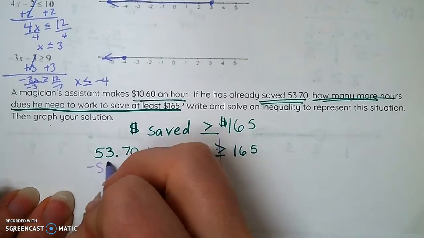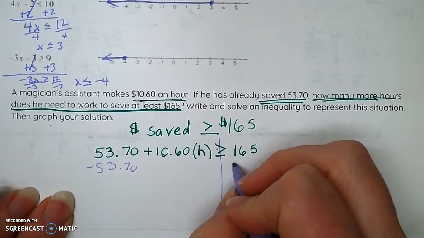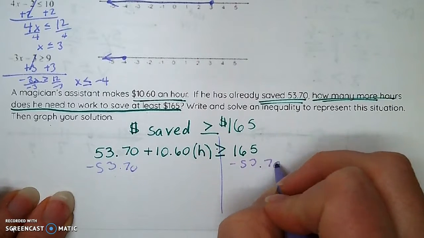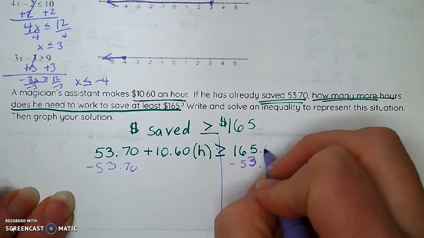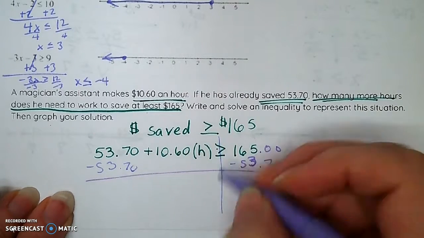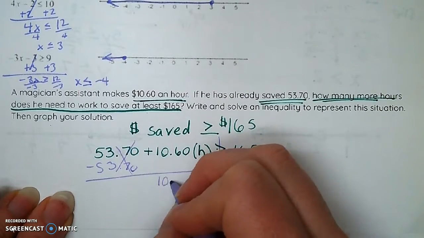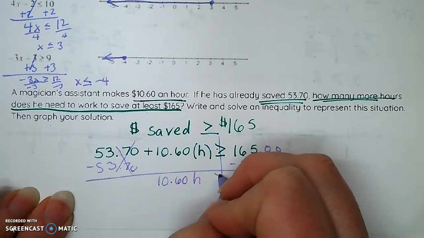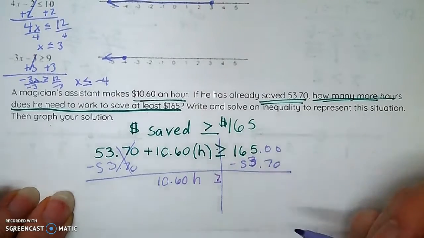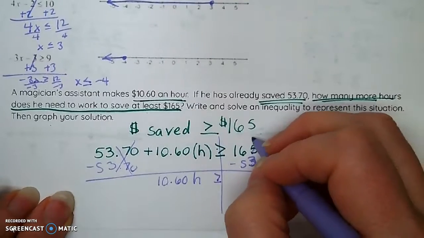So we're going to subtract the $53.70. I mean, that is what you would do in real life, correct? You would subtract how much you have from how much you need to figure out how much more you need to get to your goal there.